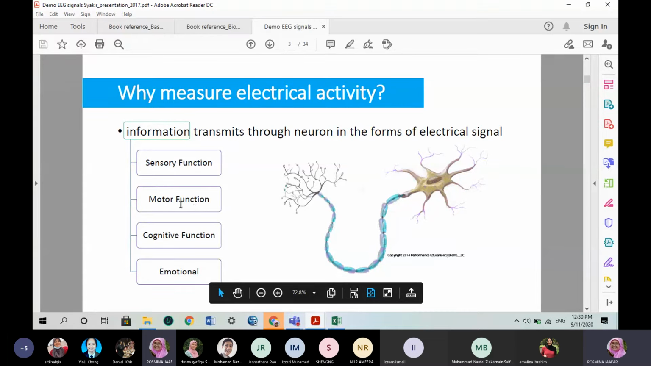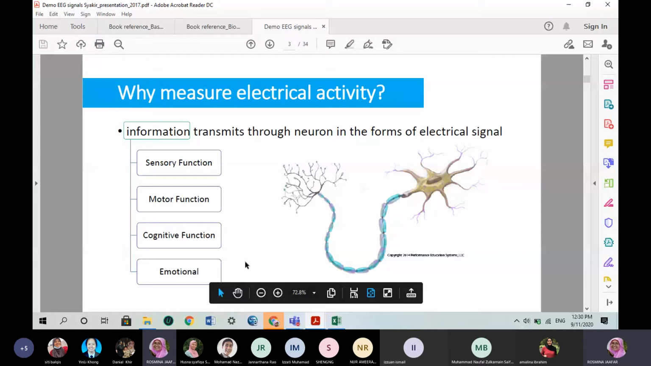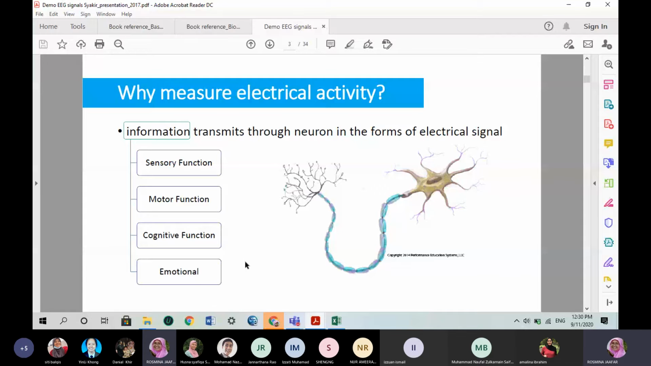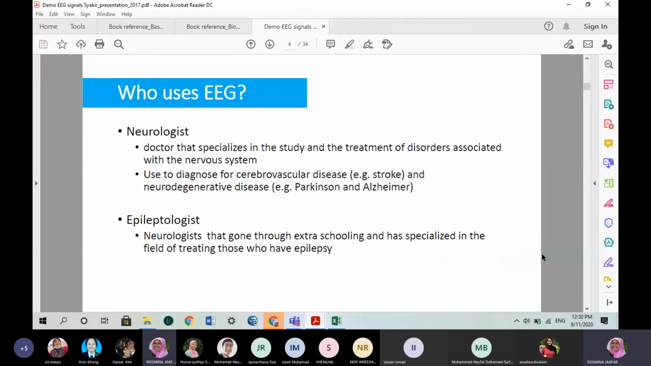Sensory neurons, motor neurons, cognitive neurons, or neurons that are involved with emotional sensation. But the nature of a neuron is a standard form. So you can have many kinds of neurons, but that is not important because you are not studying neurons. You want to know EEG itself.